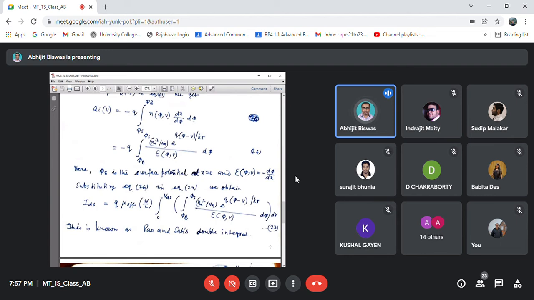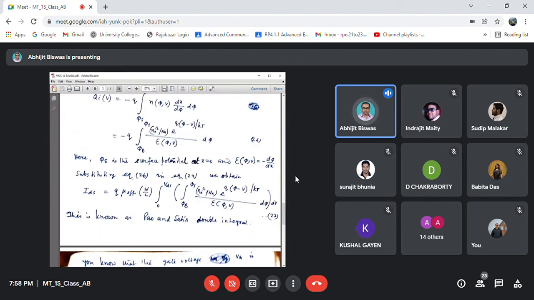It appears in the examination many times. Derive an expression for the drain current using this Pao-Sah integral, or this derivation is very important, and you go through this derivation. I'll give you these notes. You need not remember all these steps, but the important thing you must remember.